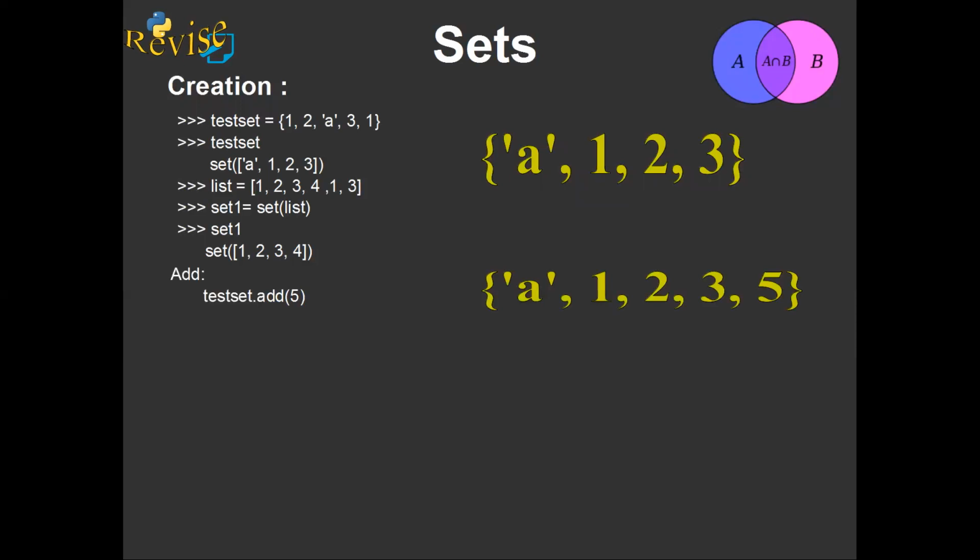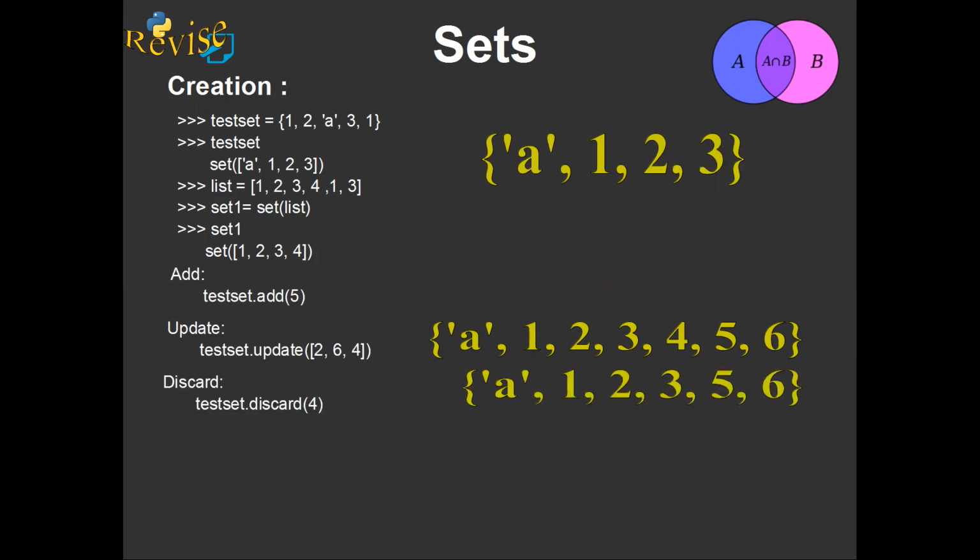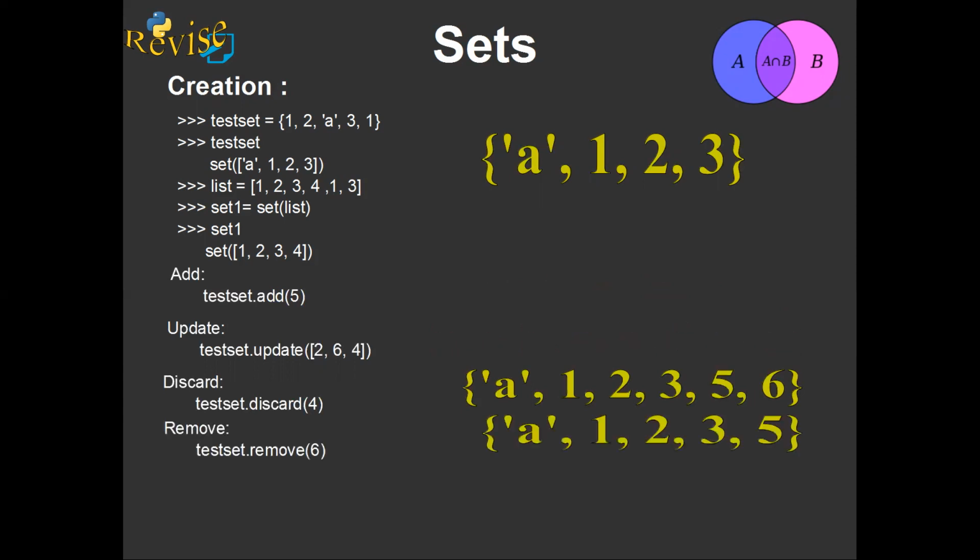If you want to add an element, use the add function. 1 got added to it. You can update a set with 2, 4, 6. 2 is already there, so it does not get added. 4 and 6 will be added to our set. Then you can use the discard function to remove an element from the set. 4 got discarded, not removed. Same way, you can use the remove function. 6 got removed from here.